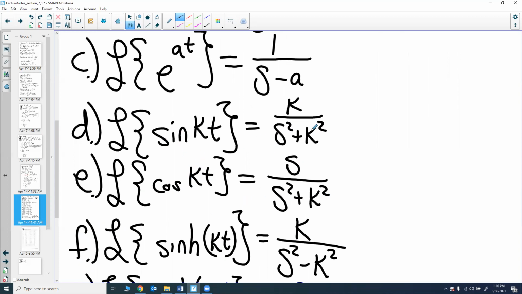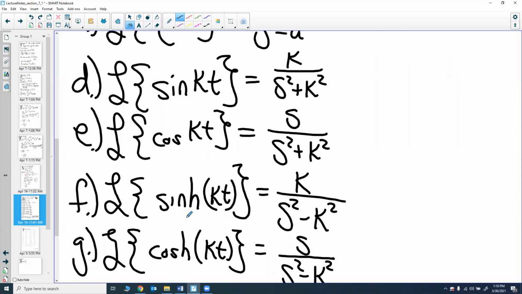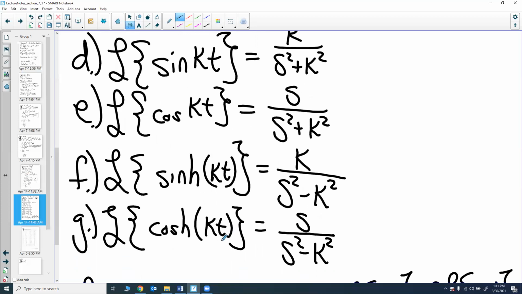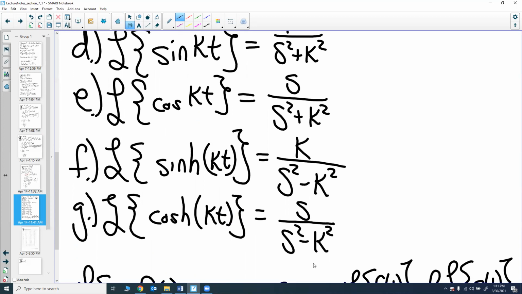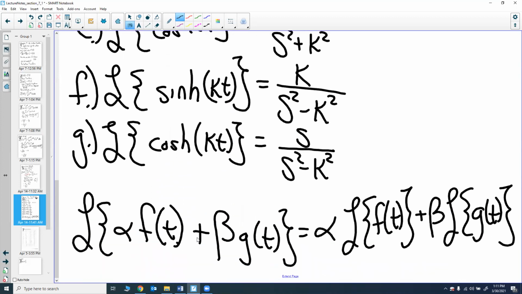Notice the sine and the cosine are very similar, except the sine has a k up there, and the cosine has an s up there. The hyperbolic sine is actually k over s squared minus k squared. It's very similar to the sine one, except that the plus becomes a minus, and the hyperbolic cosine looks just like the cosine, except the plus becomes a minus. Again, you can actually do these by doing these integrals and going from the definition.